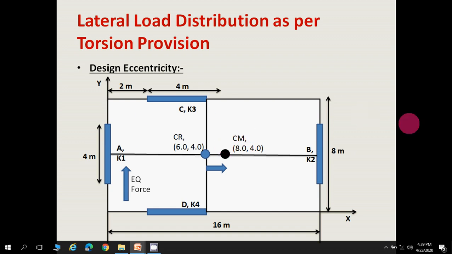So for this particular floor plan, the eccentricity in the x direction is taken as 2.0, because the center of mass is located at 8.0 meter and the center of rigidity is located at 6.0 meter in the x direction. So the eccentricity in the x direction is 2.0 meter, which is the distance from this point to this point. So if the earthquake force is chosen in the y direction, then the eccentricity is 2 meter for this floor plan, and b_i value is 16 meter, which is perpendicular to this earthquake force. By doing it this way, the design eccentricity will be calculated.